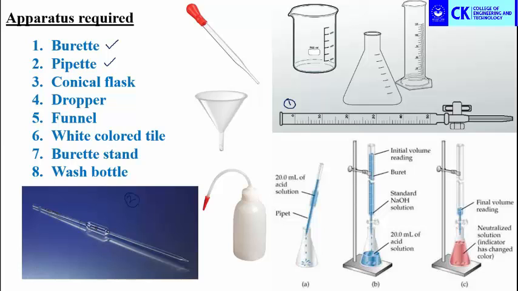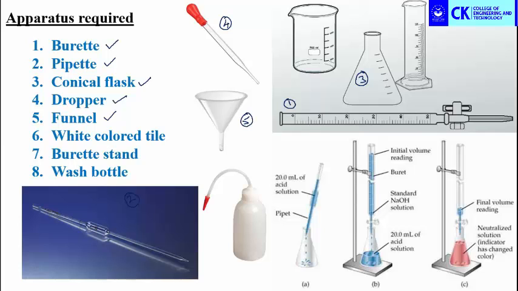We can pipette out 20 ml of the solution, and we need a conical flask, and this is the conical flask. From this only we are going to take the pipetted solution into this conical flask. We need a dropper to add the indicator. And a funnel, the fifth one, to add the solution into the burette.